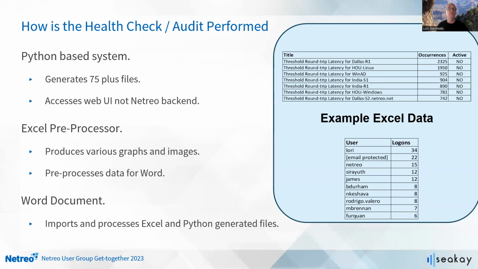How is the health check audit performed? There's a Python-based system, which generates about 75 plus files. It accesses the web UI, not the Netreo backend. There's an Excel preprocessor that generates graphs and images and preprocesses some of the data for the Word import. Then for Word, we import and process the Excel and Python generated files into the system. And then it's reviewed by a Netreo expert in the field.